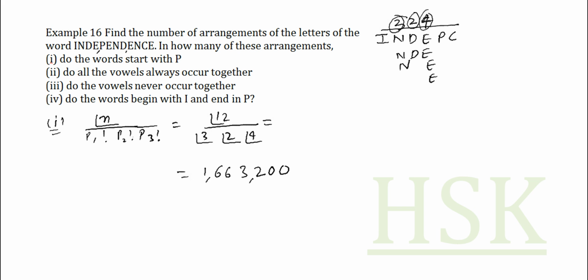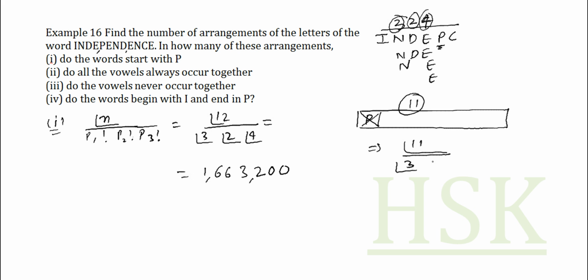In how many of these words start with P? So we have to now find the number of words starting with P. If the words start with P, then the first place is fixed. We have now 11 places, and in 11 places we have to arrange these 11 letters, excluding P. P is not to be included. So this will be equal to 11 factorial upon 3 factorial into 2 factorial into 4 factorial.